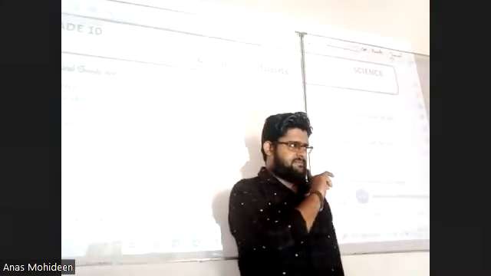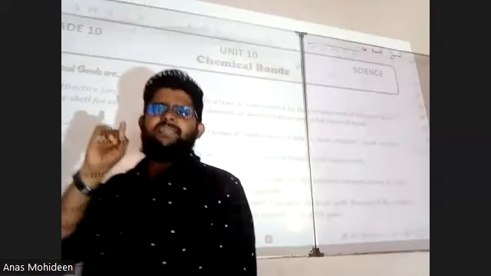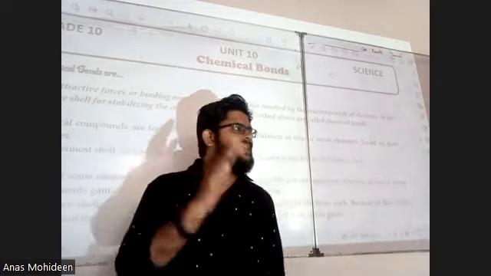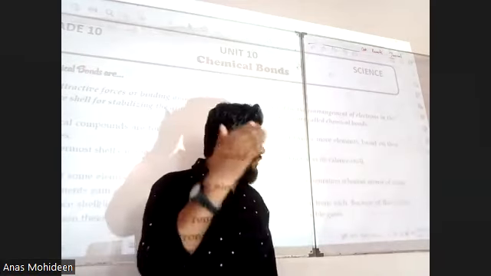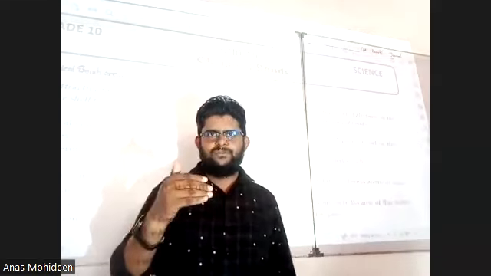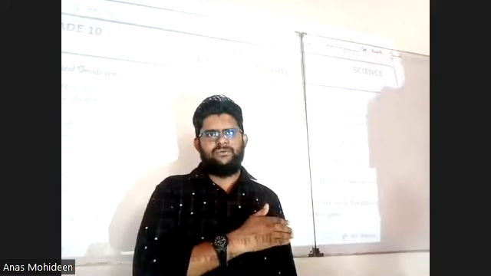Listen carefully for the lesson. Valence shell means that is the outermost shell, right? So atoms of some elements remove electrons to acquire the noble gas configuration, whereas atoms of some other elements gain electrons. I said group 1, group 2, group 3, what do they do? They remove electrons. Group 5, 6, 7, they accept electrons. Group 4, they share electrons.